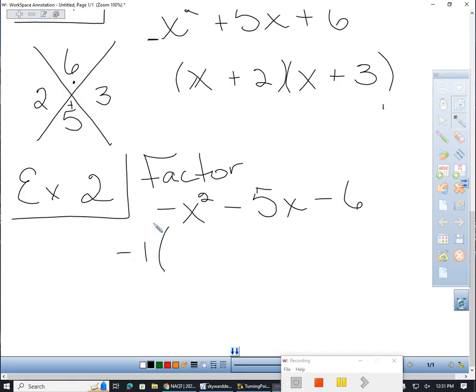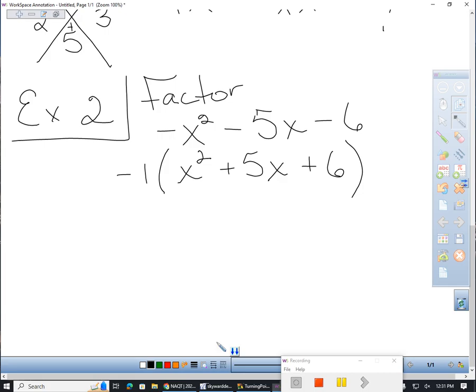If I take a negative 1 out of the first term, I get x squared. If I take a negative 1 out of the middle term, I get positive 5x. If I take a negative 1 out of the last term, I get a positive 6. Then we draw our x. Last number times the first, or a times c, is 6. Middle number is 5. 2 and 3. Yes, absolutely. 2 and 3.